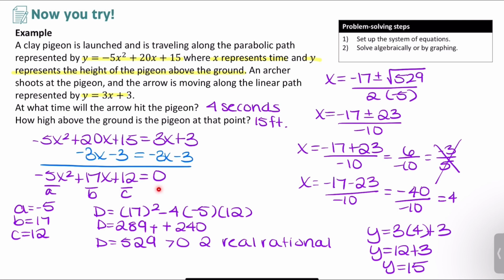So we set this equation equal to 0, and I chose to solve this using the quadratic formula. I first calculated the discriminant, which is 529. That is positive, and it is a perfect square, so I know I'll have 2 real rational roots. The quadratic formula helped me find those roots. I found 2 solutions, which were x equals -3/5 and x equals 4. Remember that x represents time, so -3/5 is a solution that doesn't make sense. So I only used 4, and then I went back and plugged into the linear equation, and I got y equals 15. That means that after 4 seconds, the pigeon will be 15 feet above the ground when the arrow will intersect the pigeon's path.